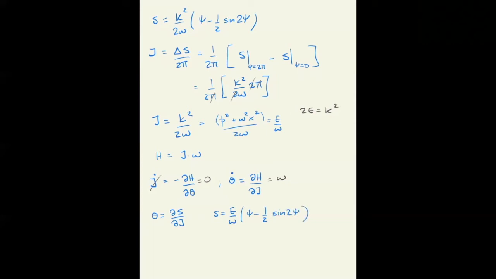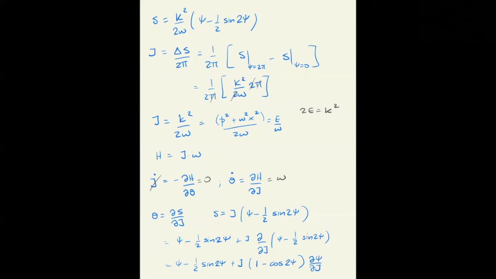Now the energy over omega is also the action, so we substitute it here by the action, and the derivative of this with respect to j is psi minus half of sine of 2 psi plus j times the derivative of psi minus half sine of 2 psi with respect to j. And using the chain rule here, this is the derivative of what is in parentheses with respect to psi, so that is 1 minus the cosine of 2 psi times the derivative of psi with respect to j.